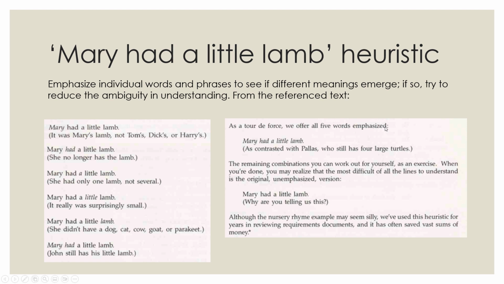They even say what happens after the 5 words are emphasized. So you get subtle differences. And if it's not true that she no longer has the lamb, then maybe you need a different word there. But there are different interpretations. And here's one where all 5 words lead to a conclusion, and maybe that's what you wanted, and perhaps that isn't. As contrasted with someone else who still has 4 large turtles.